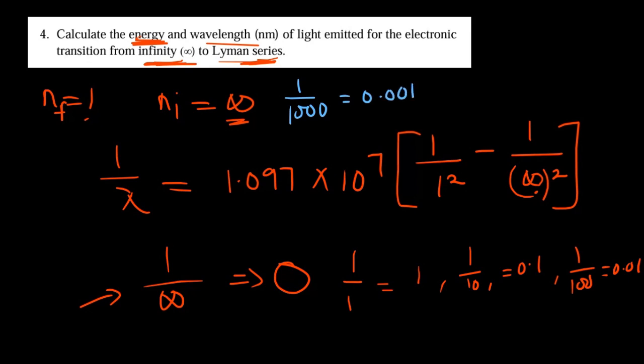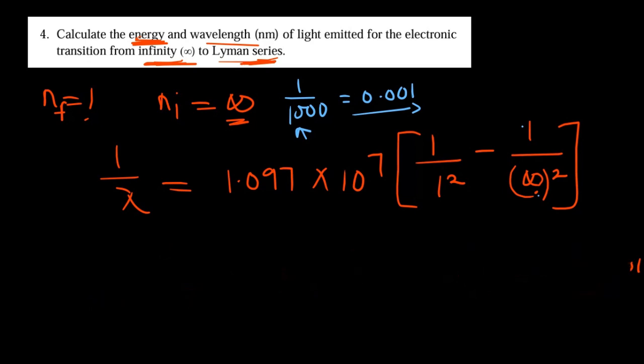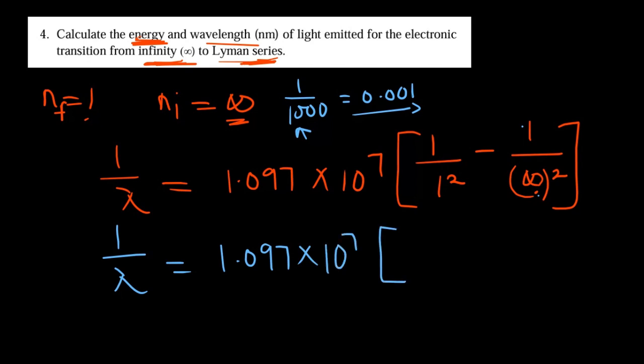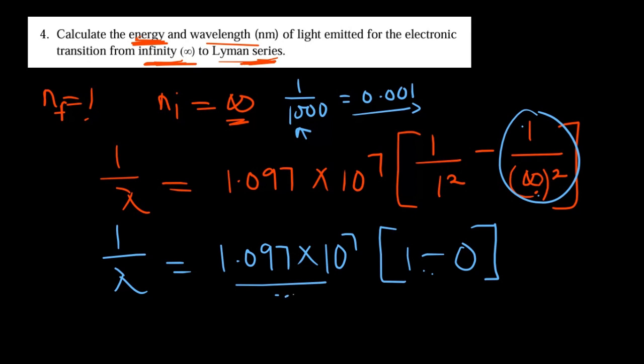Okay, so as we are increasing the number in the denominator, this number tends to go to 0. No wonder we are saying 1 over infinity will just give us a 0. So what we have is 1 over lambda is equal to 1.097 times 10 to the power 7. And then here 1 over 1 is 1 minus, this becomes 0. So it's the same as this thing multiplied by 1, which is the same thing.